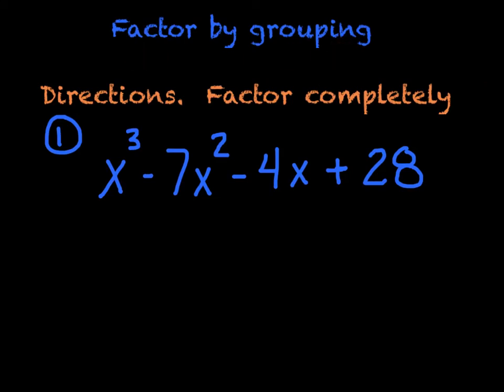So the directions are going to say one of 2 things. So we'll start with this first set. Factor completely. So we just have to make sure we're factored completely in the end. Now, like I promised you, factor by grouping is special because you will have 4 terms.